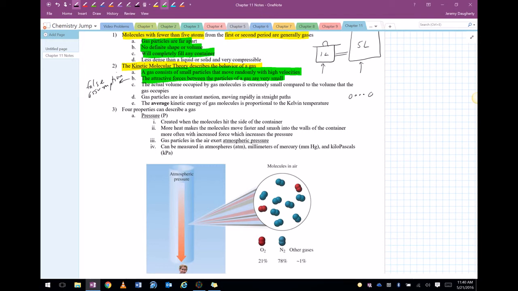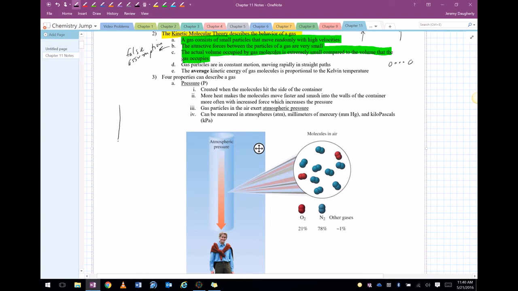Another false assumption is that the actual volume occupied by gas molecules is small compared to the volume that the gas occupies. So we typically say that the amount of space they take up is negligible. Why that's important is because, let's go back to this 5 liter container, and say these particles are right in there. We say that the gas occupies 5 liters, but it doesn't really, because the particles themselves occupy space, which removes space from the 5 liters.